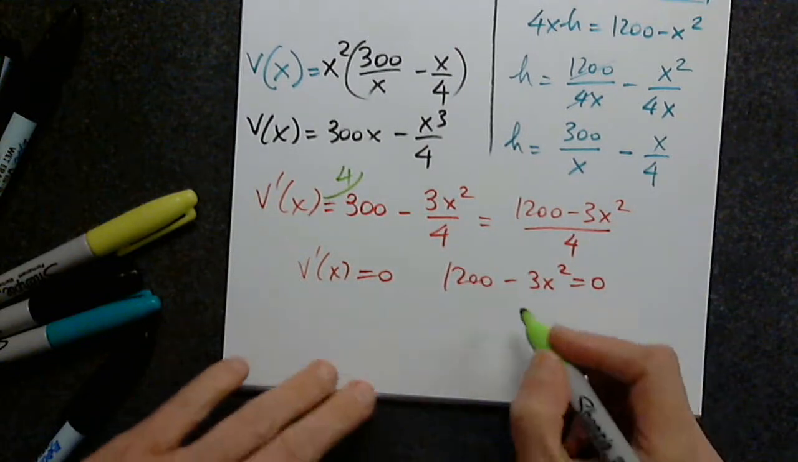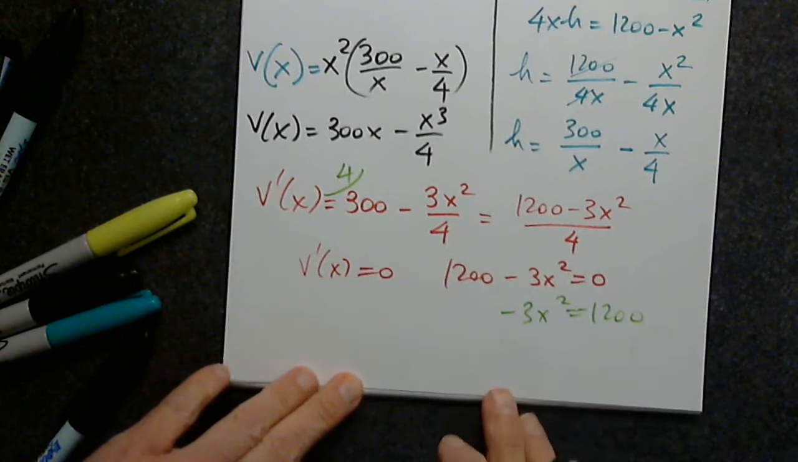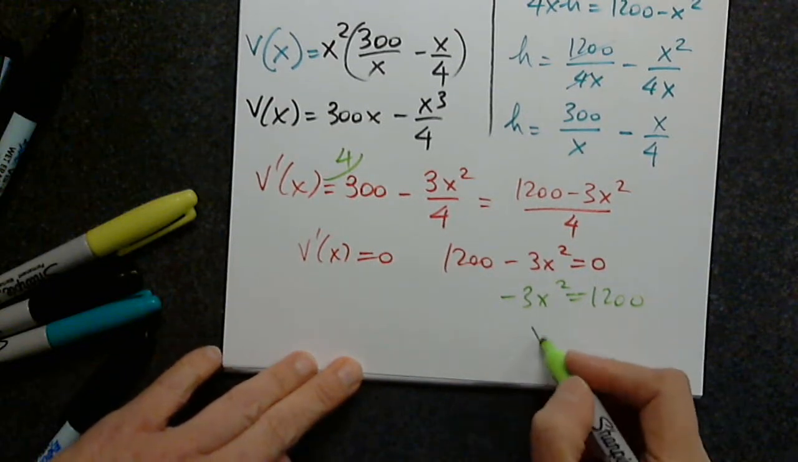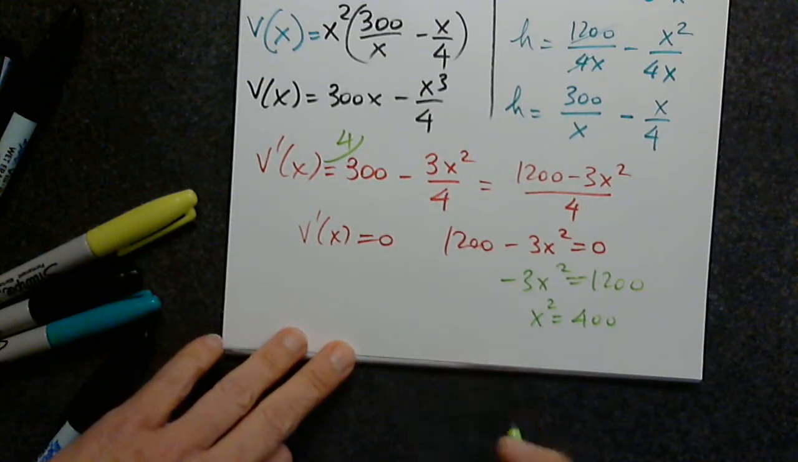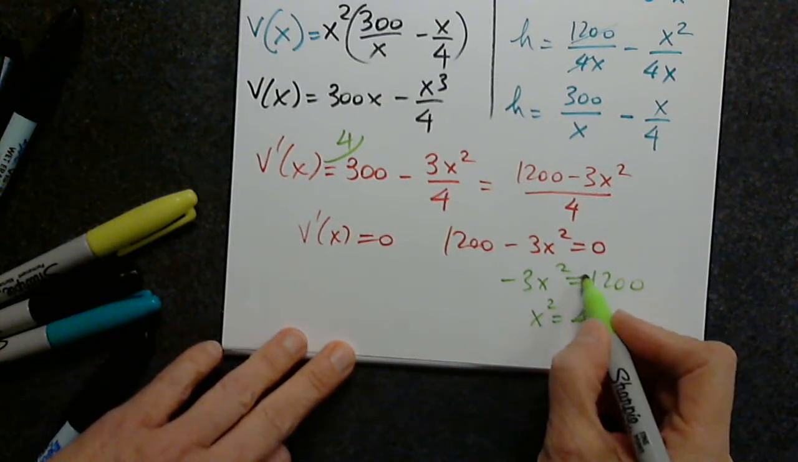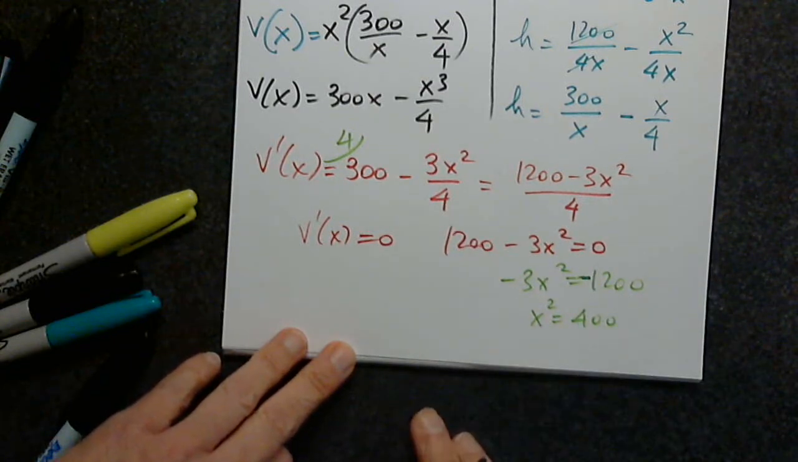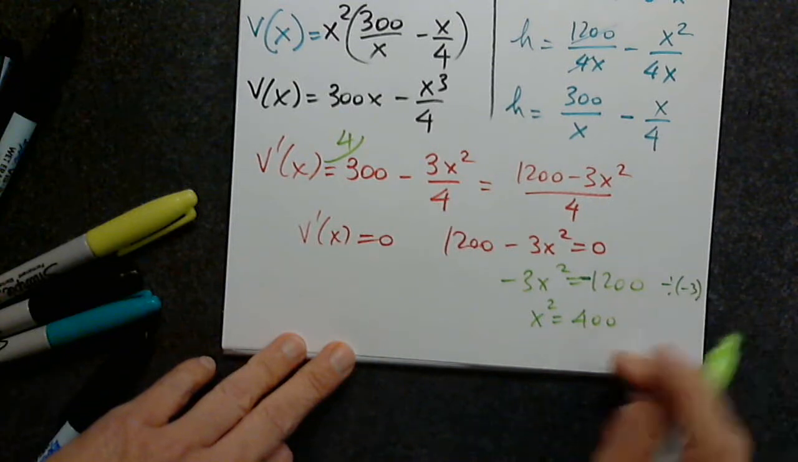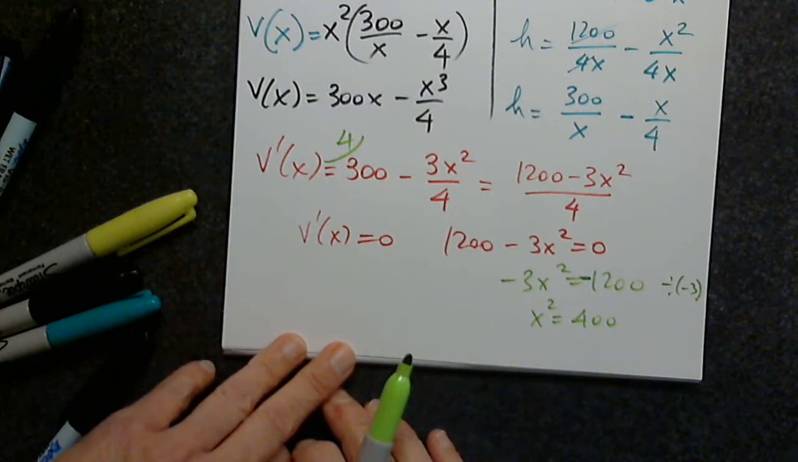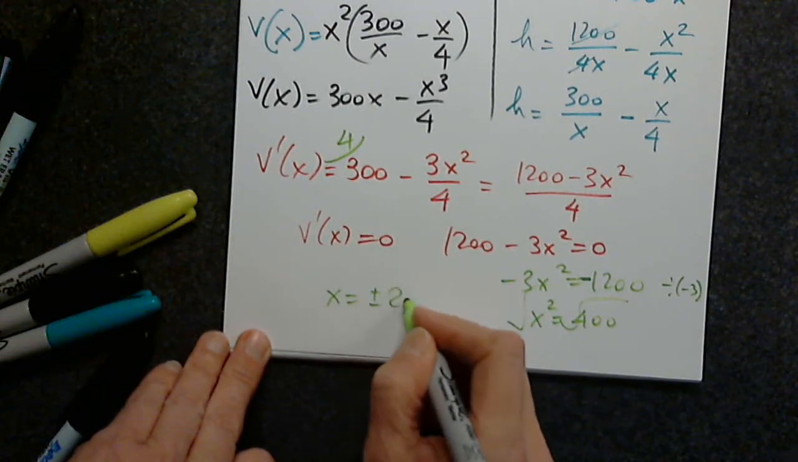So then negative 3x squared equals 1200 with minus in front. And then x squared equals 400. This is really nice. It'd be negative 400. But can I take the square root from negative 400? No. So I divide both sides by negative 3. And I get x squared equals 400. And now I'm in business. And I get x equals plus or minus 20.